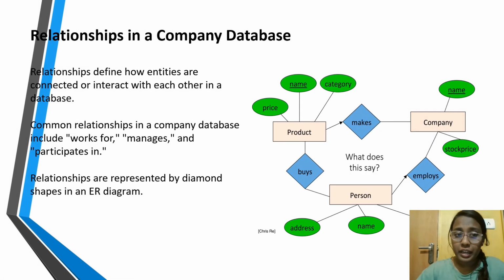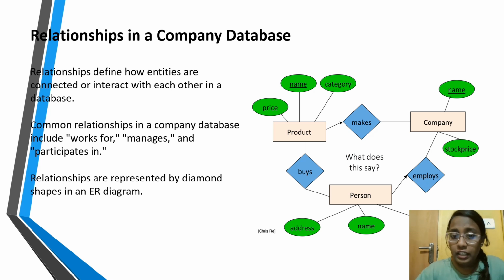Relationships in the company database. Relationships define how entities are connected or interact with others in the database. Common relationships in the company database include works for, manages and participates in. So relationships are represented by diamond shapes in an ER diagram.